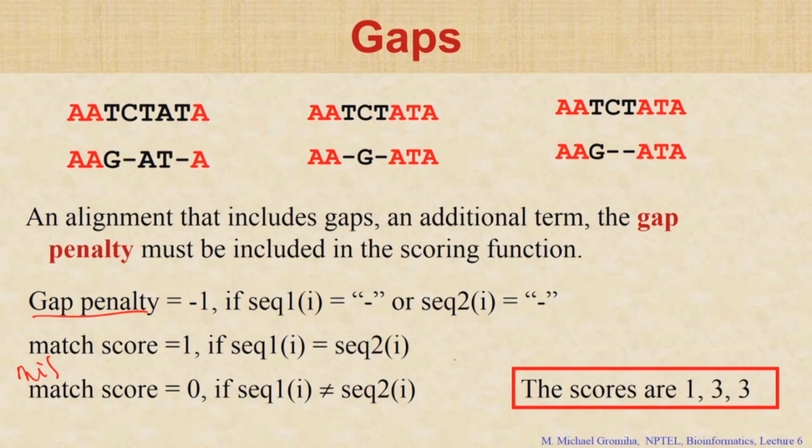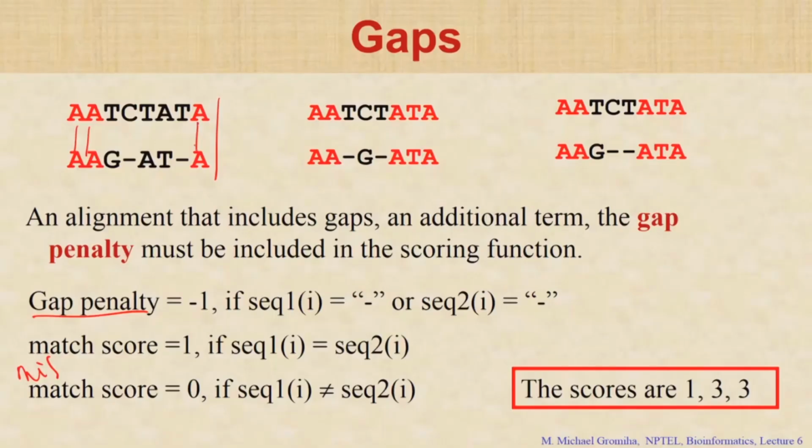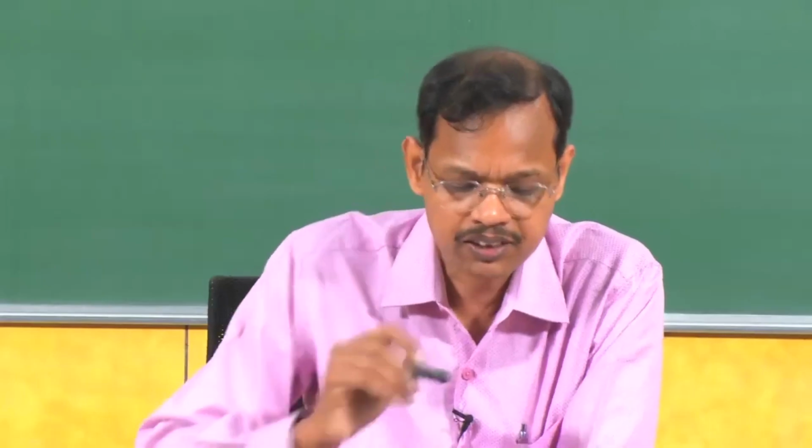If you do this, what is the score for the first alignment? This is 1, 2, 3, right. For the alignment the match score is 3, this is -1, this is -2, and the others are 0. So, this will be 1. So, we take this alignment.